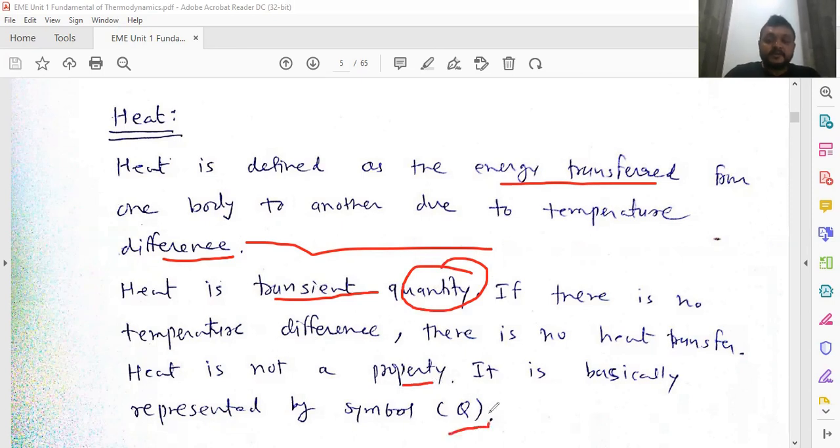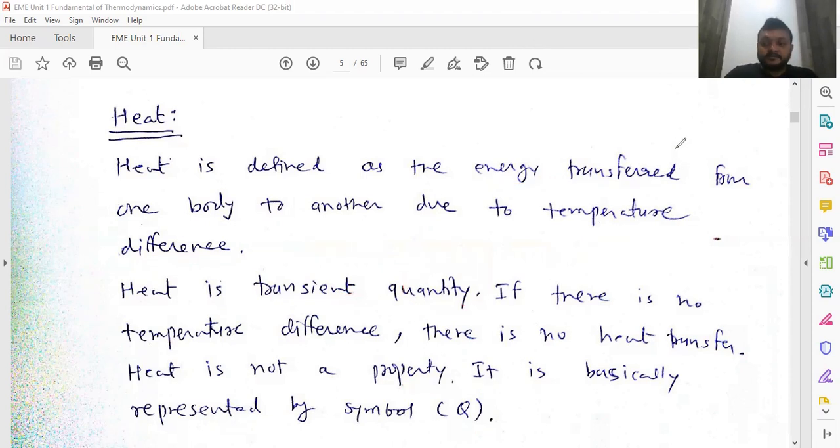And the symbol of heat or heat energy, you have to keep in mind, is Q in mechanical engineering, and for work it is W. For work W, and for heat Q. So Q and W are mutually convertible to each other. That you have to keep in mind.